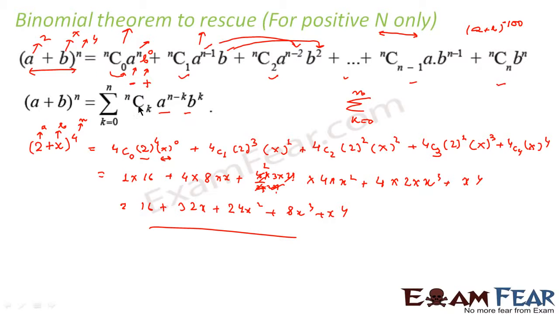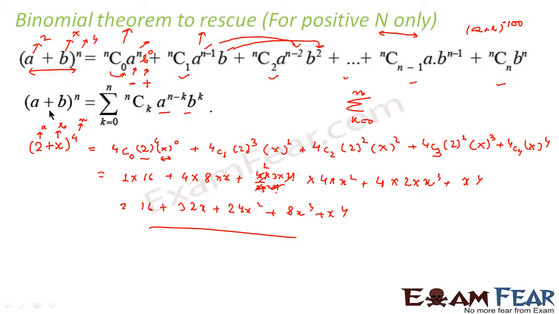It starts with nC0 and goes to nCn. Every time, you increase the lower part of C by 1: nC0, nC1, nC2. And as far as the coefficients of a and b are concerned, you decrease the power of a by 1 and increase the power of b by 1 every time. So you get this formula.